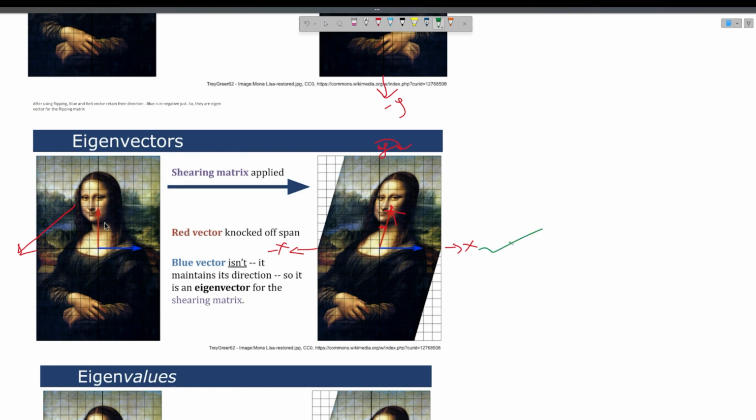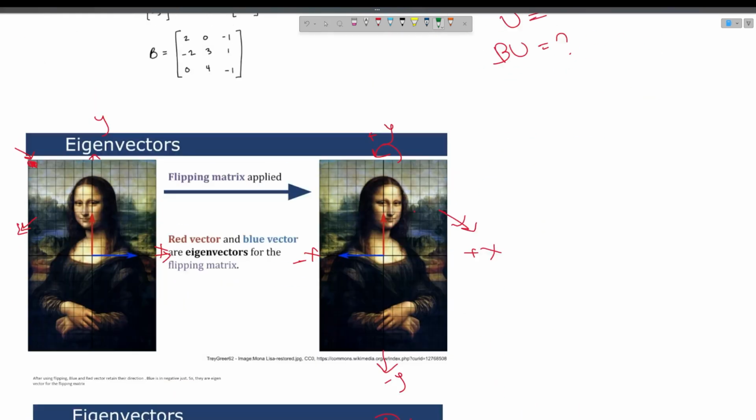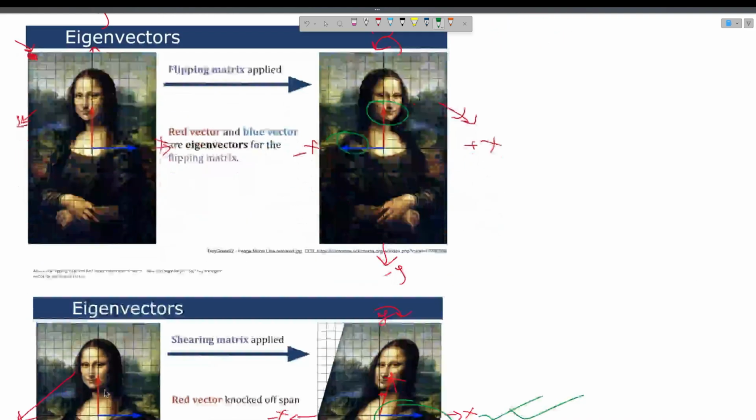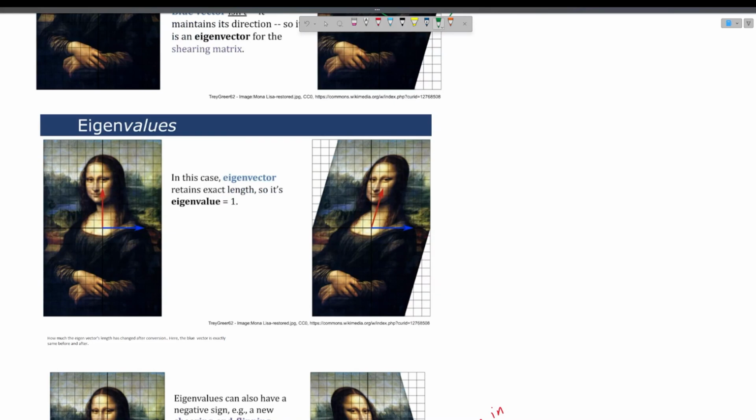After some sort of conversion, if it ends up on the same axis, then this one is the eigenvector. In the previous case, both of them were eigenvectors. Why? Because they ended up in the same direction, the same axis, the y-axis. And for this one, it was in plus x and ended up in minus x, no problem, but in the same dimension or the same axis. Okay, and now let's talk about another concept which is called eigenvalue.